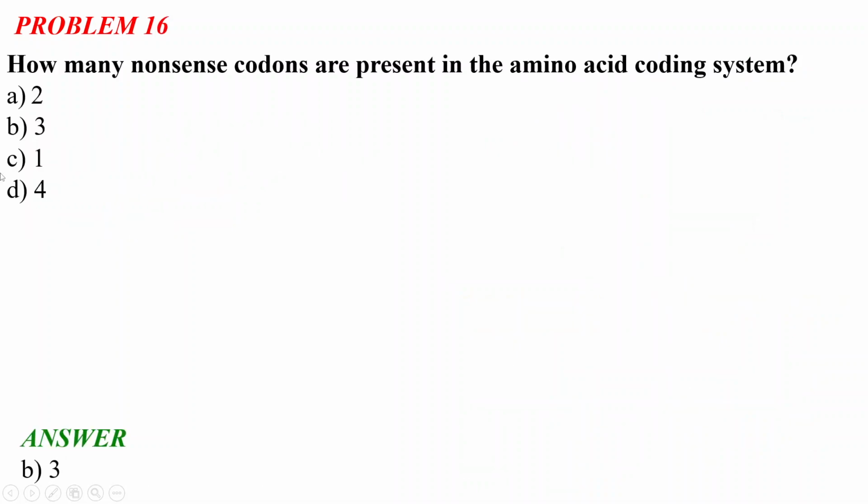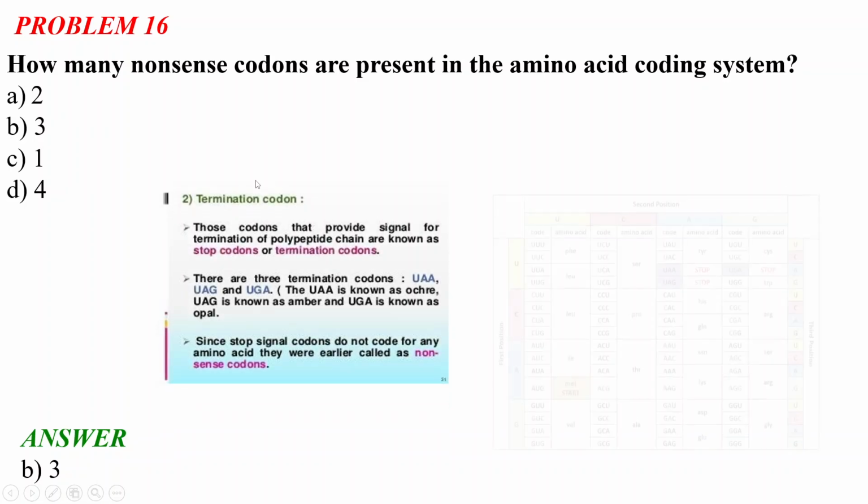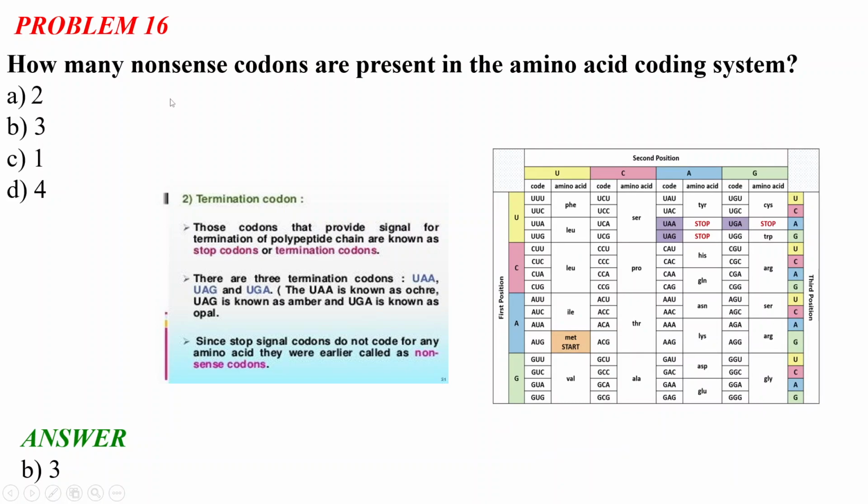So it is correct. The correct answer is 3. So 3 nonsense codons are present in the amino acid coding system. So these 3 codons, which are called the nonsense codons, are also called the termination codons.